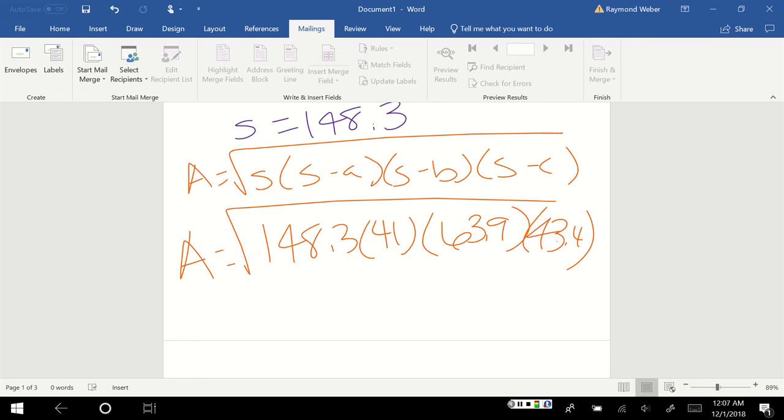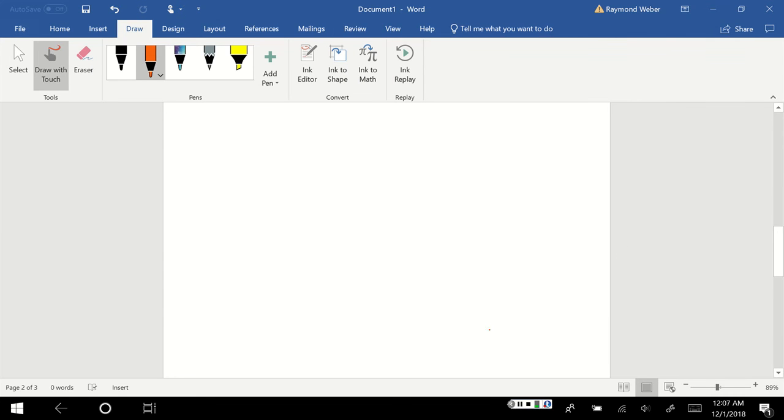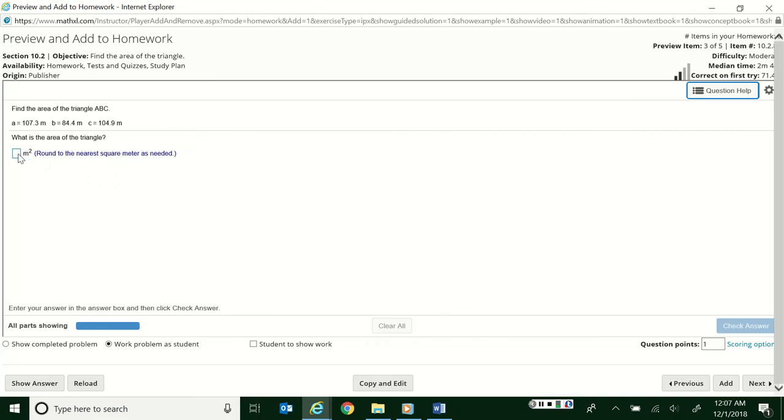Square root that, and I get 4106.367, and it keeps going. And let's go see what it wants us to round to. That seems about reasonable for what we're doing, and this is going to be meters squared. So come back up here. And let's see here. This said round to the nearest square meter.